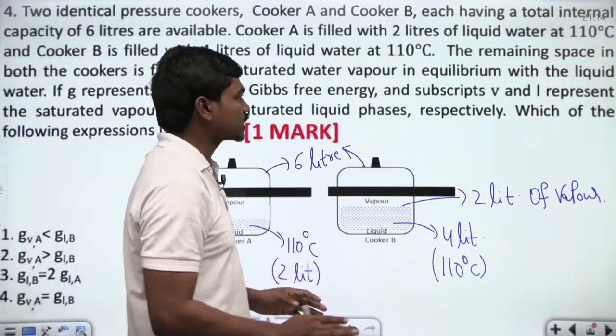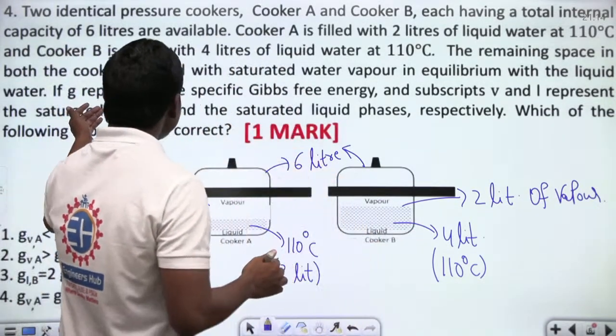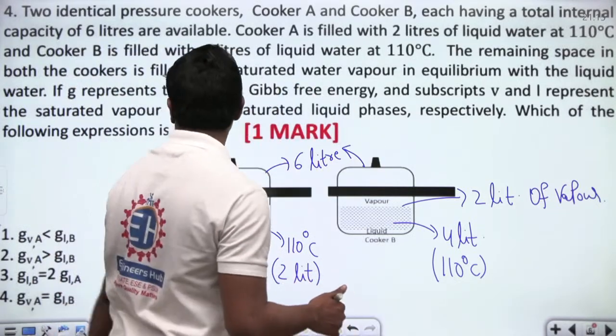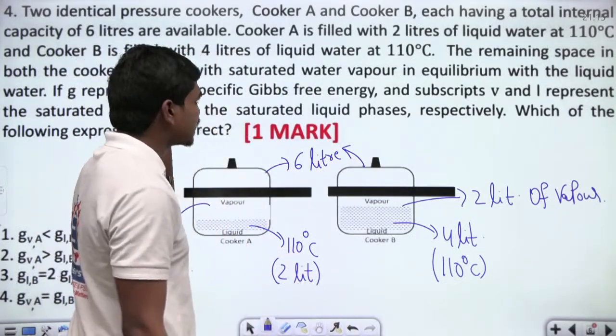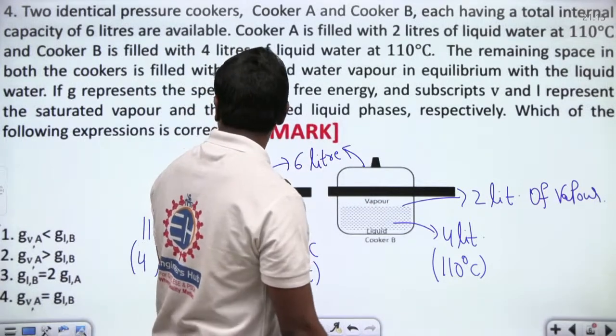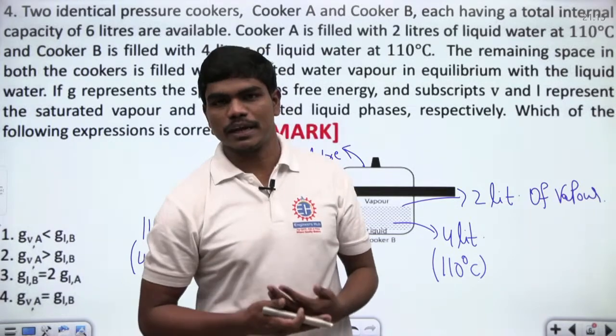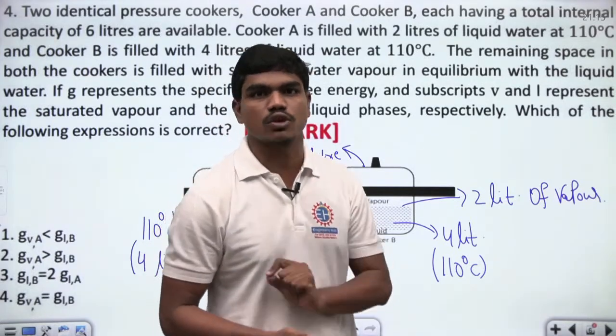Now what they are asking you is, if small g represents the specific Gibbs free energy and the subscripts V and L represent the saturated vapor and the saturated liquid phases respectively, which of the following expressions is correct? One thing, whenever a phase change is happening, you know your specific Gibbs free energy remains constant, correct?